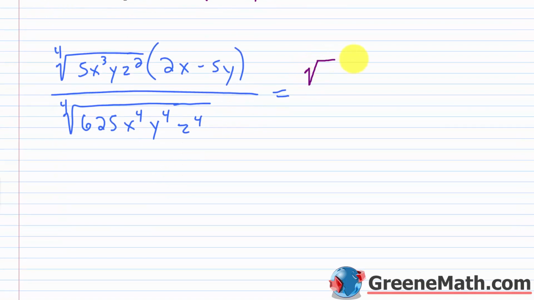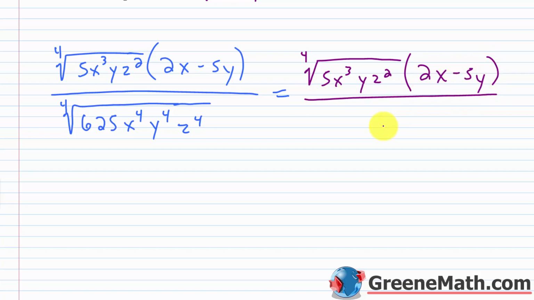So I'll have my fourth root of 5x cubed yz squared multiplied by the quantity 2x minus 5y. Then this is over. This guy right here, the fourth root of 625 is 5. Then the fourth root of x to the fourth power is x. The fourth root of y to the fourth power is y. And the fourth root of z to the fourth power is z. Now I can go through and I can distribute this to each term if you want, but it's not really necessary because this is as simple as we can really make it.